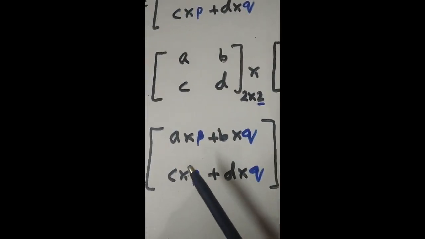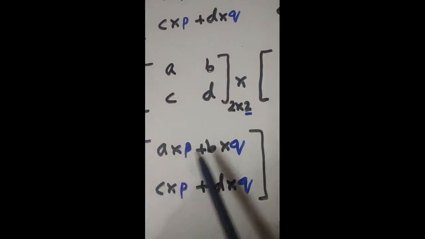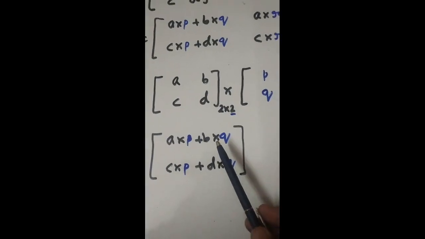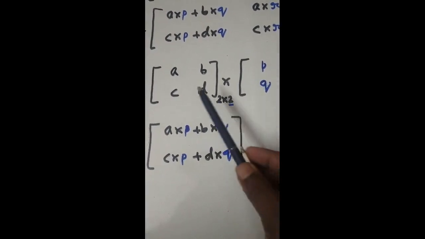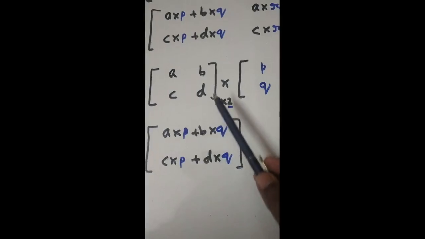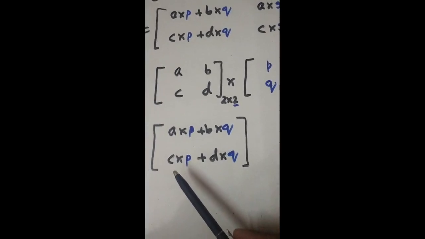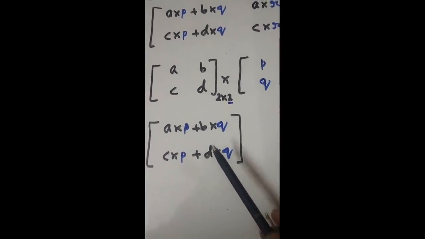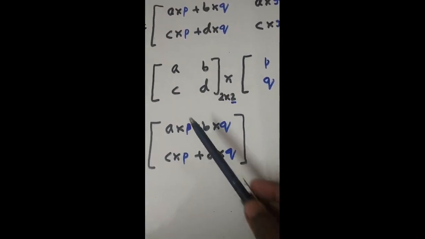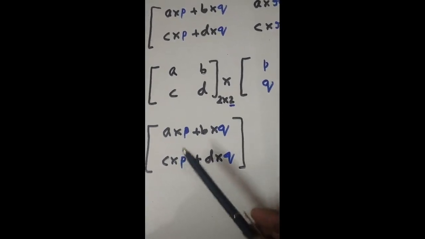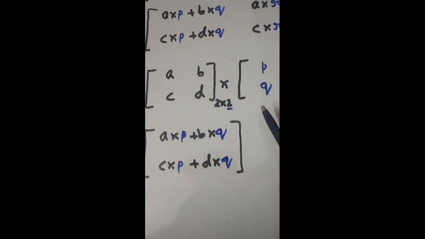Okay. So now we multiply. 2 into 1 means we need to fill up this place and this place. So this place is first row and first column. So the first row multiplied with the first column, A into P plus B into Q, takes care of this first row first column. Then the second row first column: the second row is C, D and the column is P, Q. So we multiply and get CP plus DQ. That's the way to multiply.